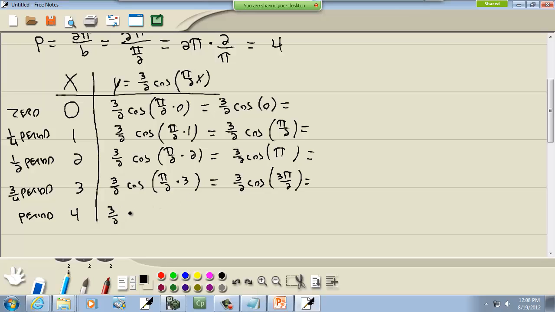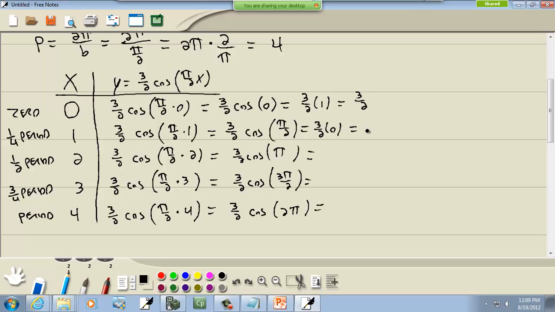And this one would be 3/2 cosine of pi over 2 times 4, which gives us 3/2 cosine of 2 pi. Okay. Cosine of 0 is 1. So we got 3/2 times 1, which gives us 3/2. Cosine of pi over 2 is 0. So we got 3/2 times 0, which gives us 0.